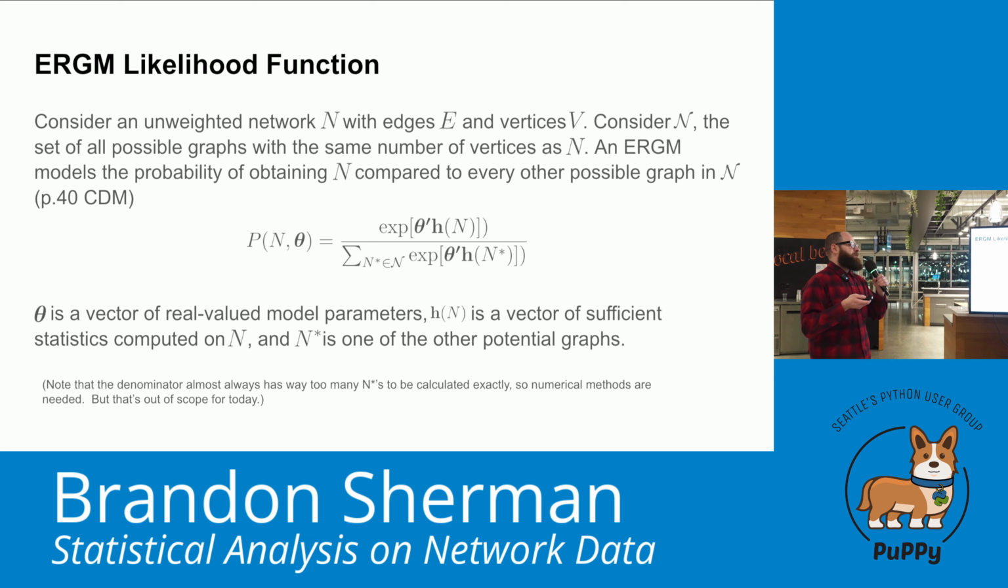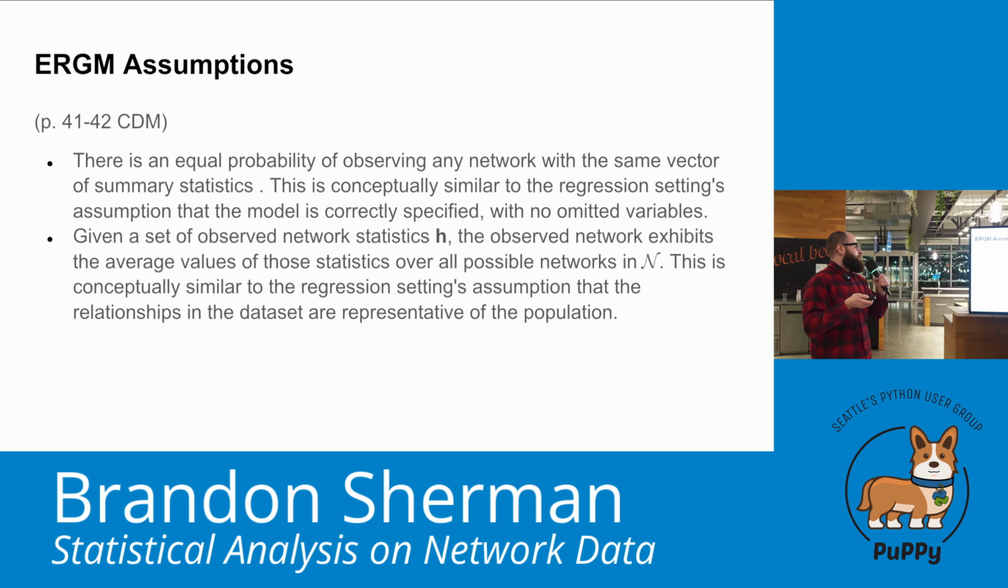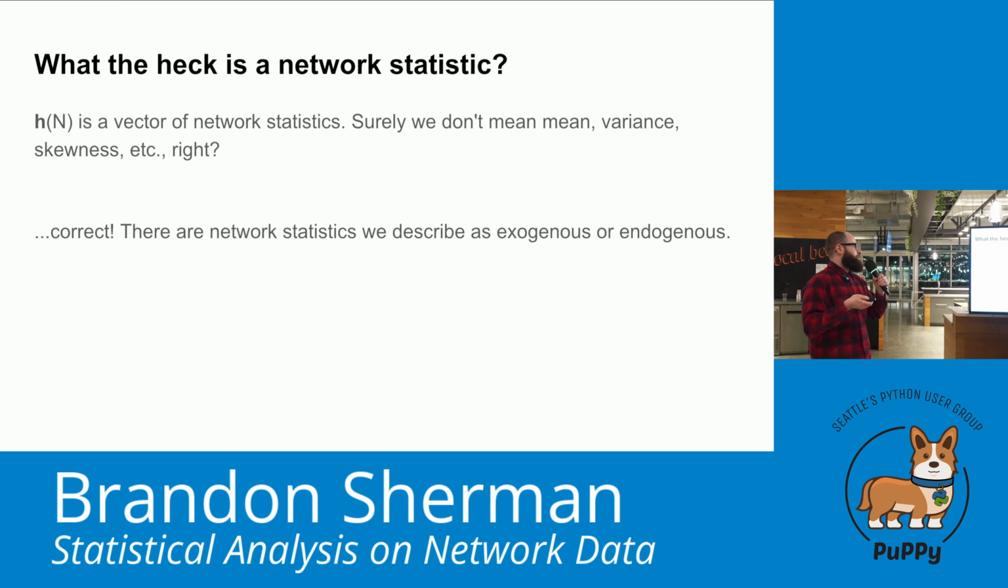So, if we have 10 students, the set of all networks is everything from 10 vertices with no edges connecting any of them, like nobody's friends with each other, to totally connected, meaning everybody lists everybody else as a friend. So there's some assumptions, they're very similar to those in linear regression or logistic regression.